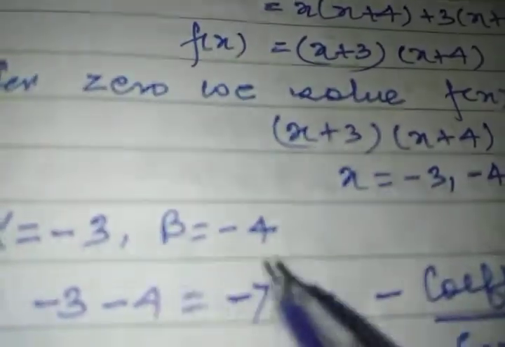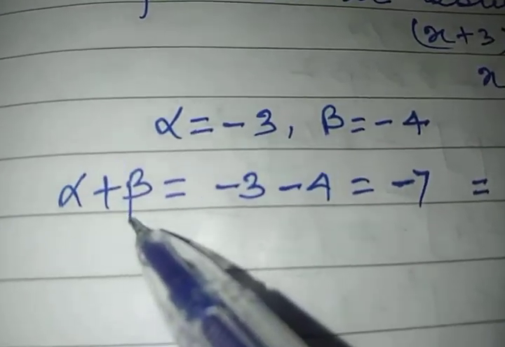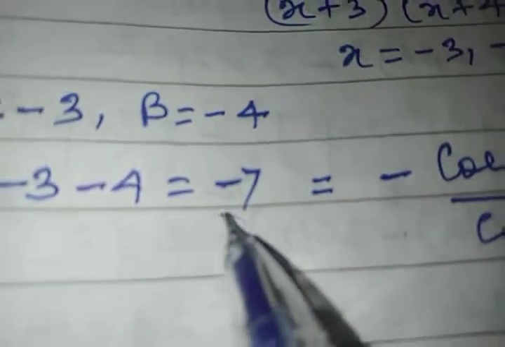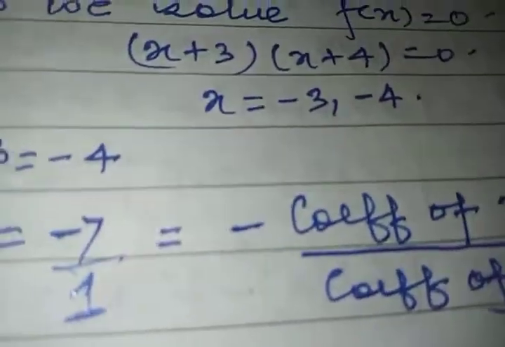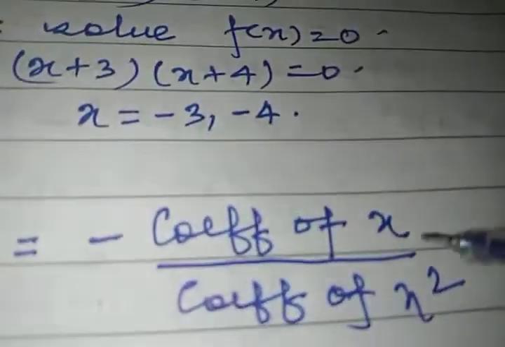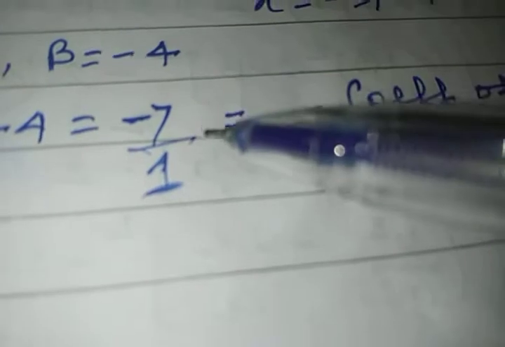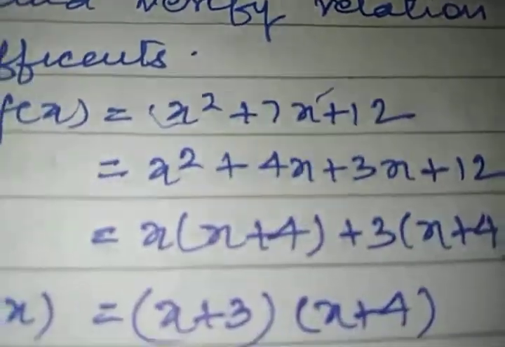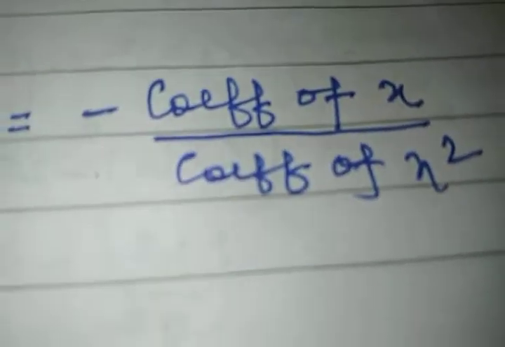So alpha is −3, beta is −4. Now the sum of the zeros, alpha plus beta, is −3 − 4, which is −7. For your simplicity you can put 1 here. So this is minus the coefficient of x; the coefficient of x was 7, and the minus is here. The coefficient of x² is 1 here. So this is the coefficient of x over the coefficient of x², and we have verified it.